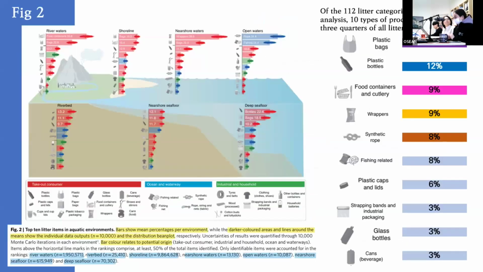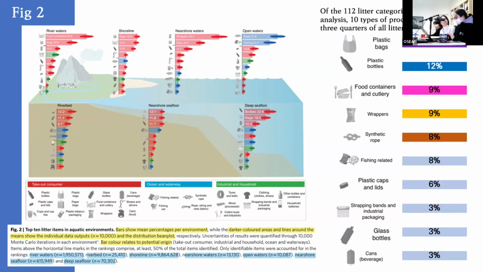Figure 2 shows the top 10 litter items in aquatic environments. Bar means percentages per environment, while the darker colored areas and lines around the mean show the individual data outputs and the distribution bean plot. The bar color also relates to potential origins such as takeout consumer, ocean and waterway, and industrial and household origins.